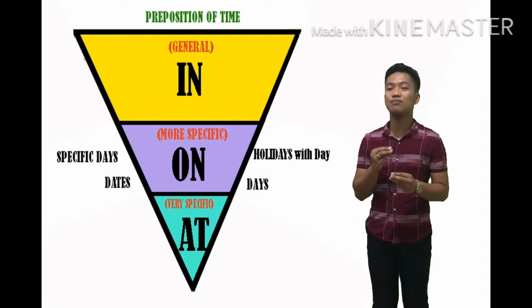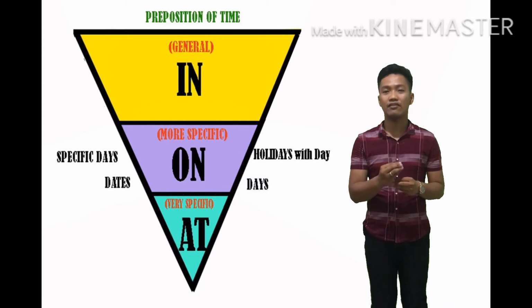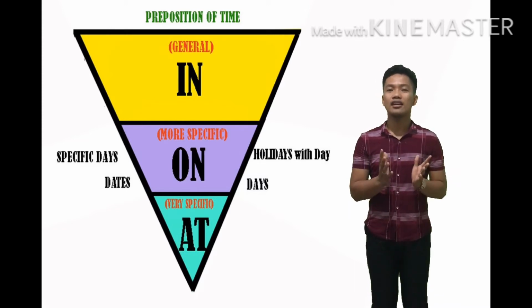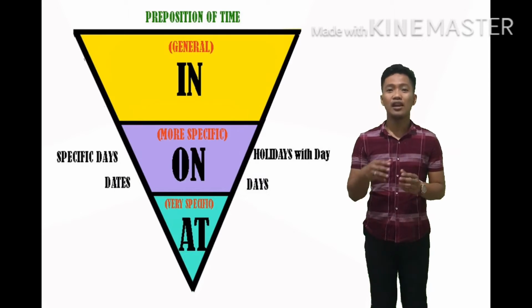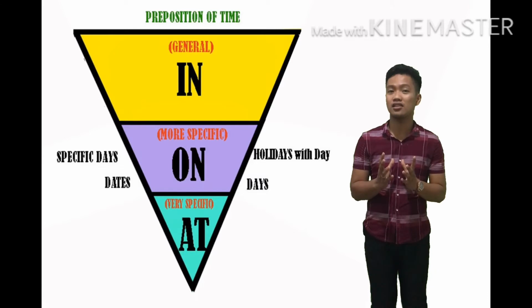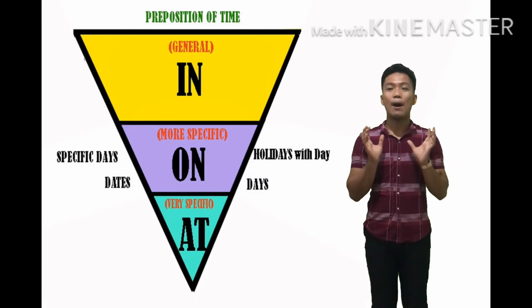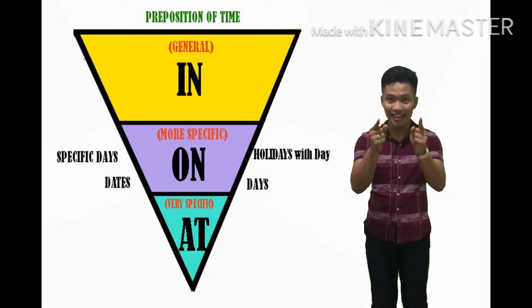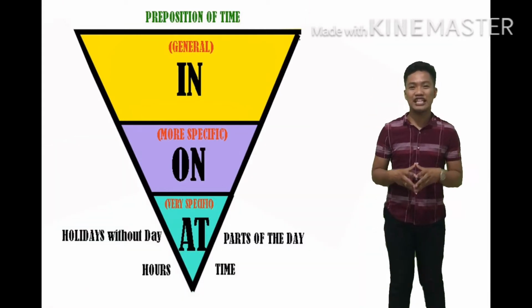Next, it could be holidays, for example, on Christmas Day, on Easter Day. So we use on when the object of the preposition is more specific. Okay, you got it. The last preposition is at.